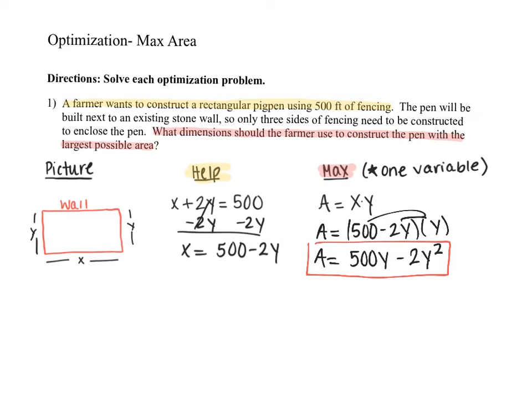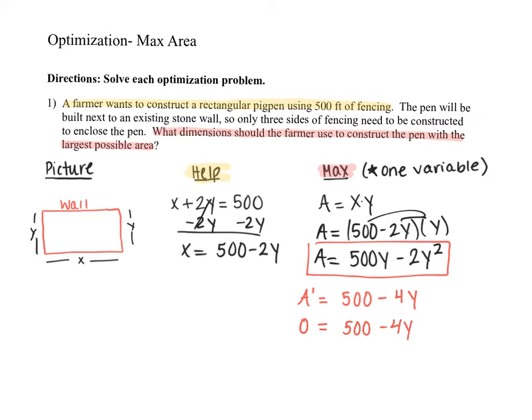In order to maximize an equation, we need to use derivatives. So we're going to take A prime to find our derivative. The derivative of 500y is nothing other than 500, and the derivative of negative 2y squared is just negative 4y. And whenever we want to find a max or a min value, remember that we have to take the first derivative and set it equal to 0.